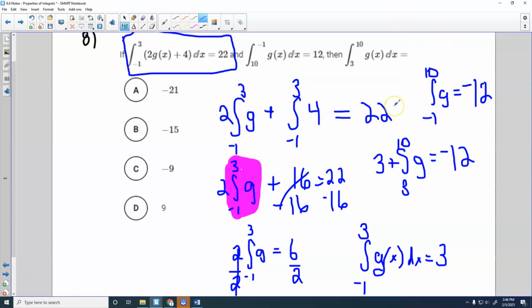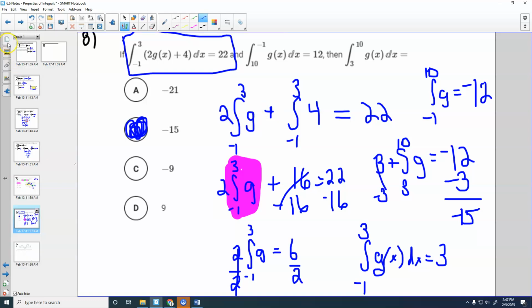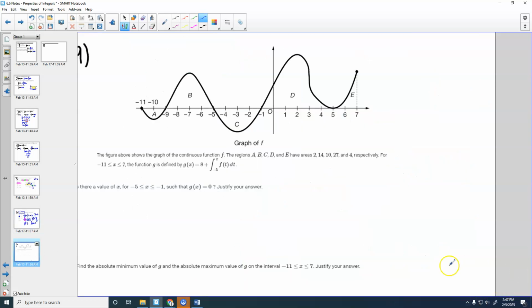What would I do here? Subtract 3, and that will give me -15, which is answer choice B. So that is your answer on that one. Okay, questions? We've got one more to look at.